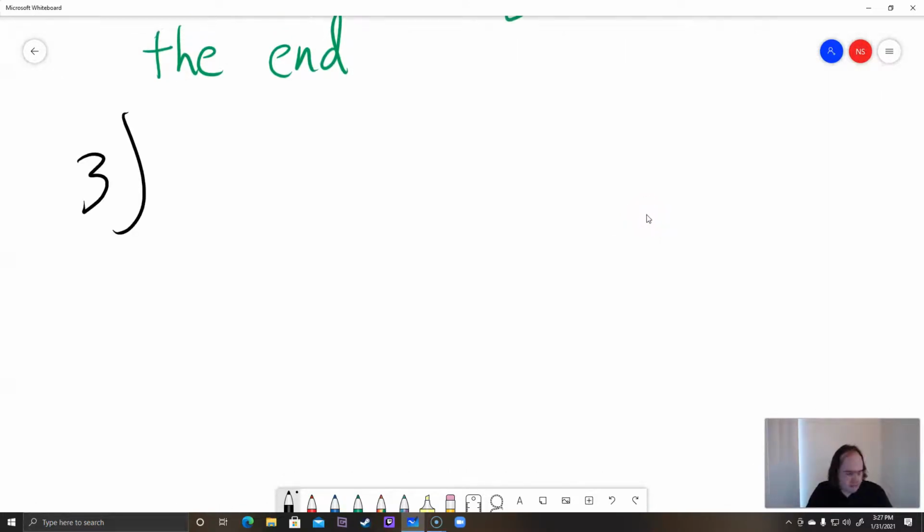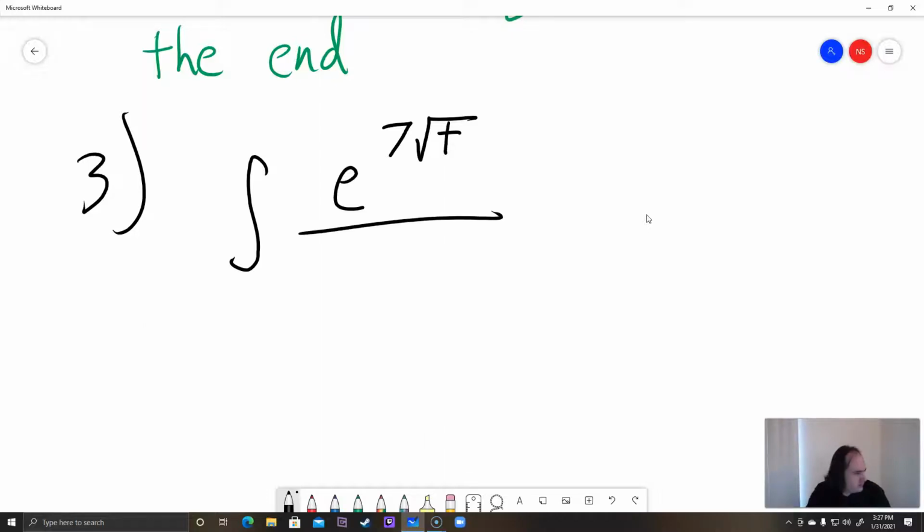Problem number 3 is going to be the integral of e to the 7 root t over root t dt. The integral of e to the 7 root t over root t dt.